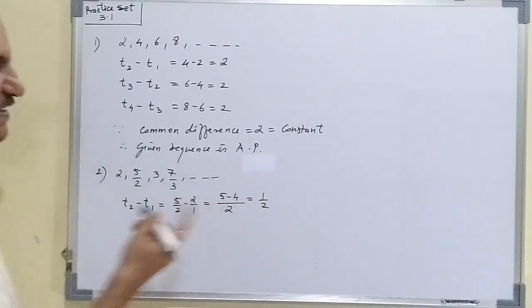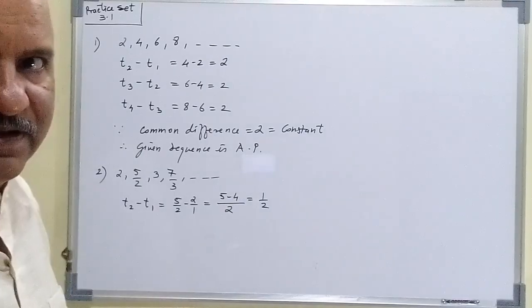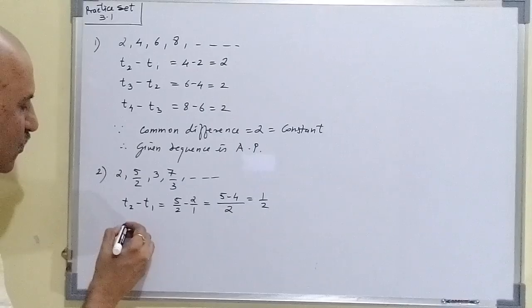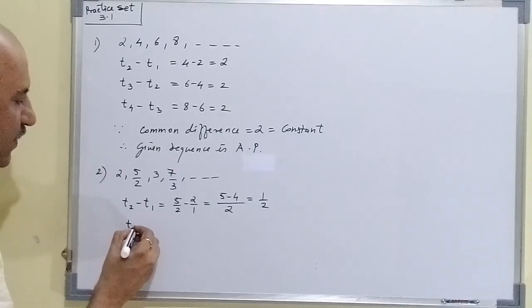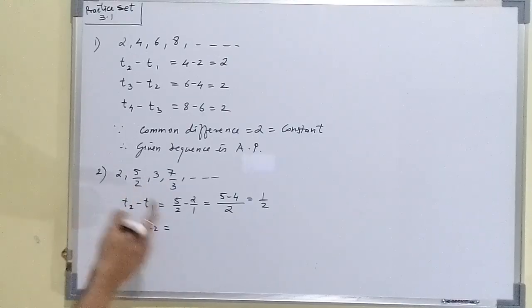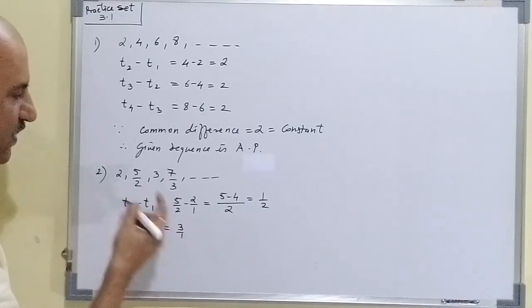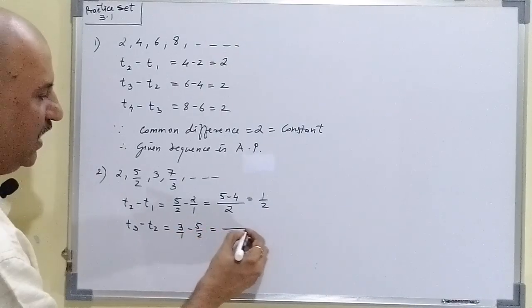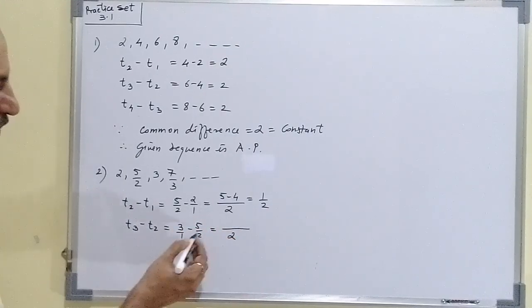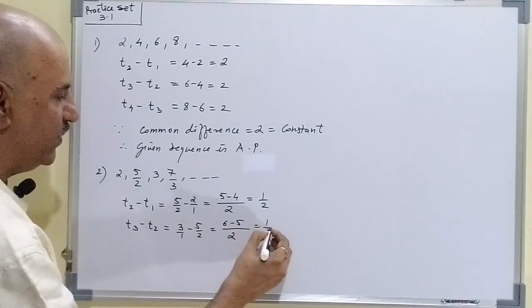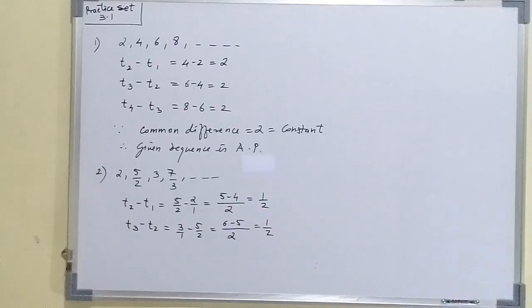Common difference, what difference is coming? I won't say it's common. Whether it is common or not, we have to see. Difference is half. Go for T3 minus T2. T3 minus T2 is 3 upon 1, meaning 3 minus 5 upon 2. So denominator 2. Cross multiply: 6 minus 5. You get 1 upon 2.